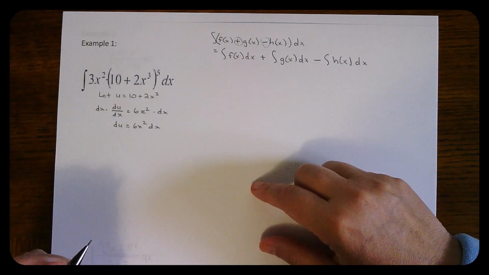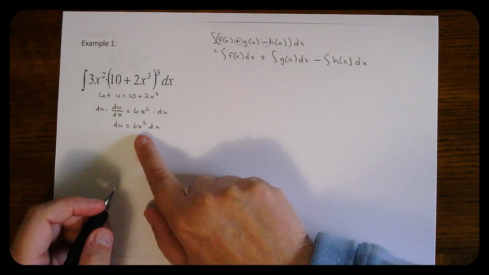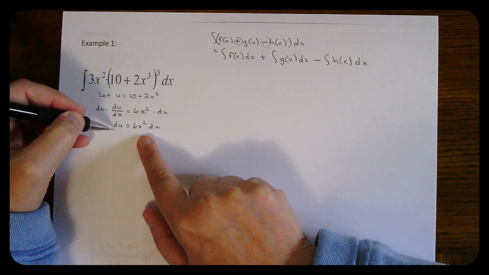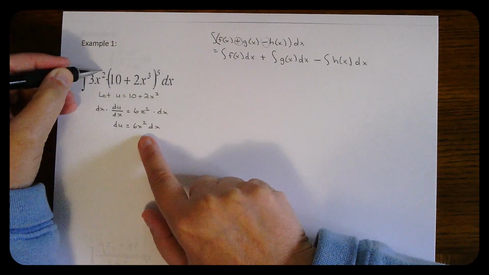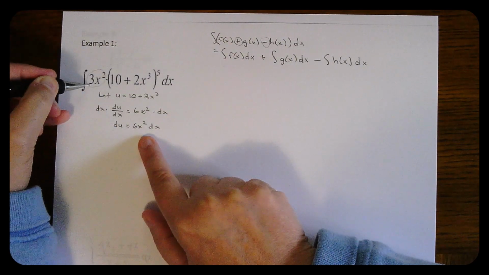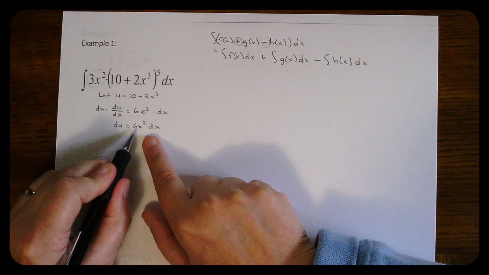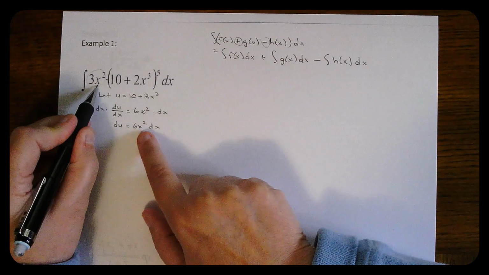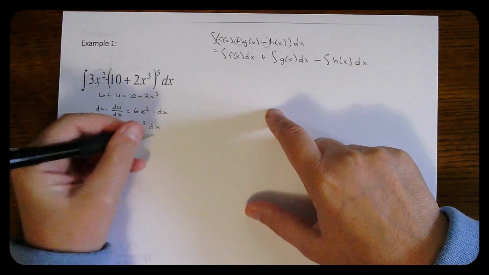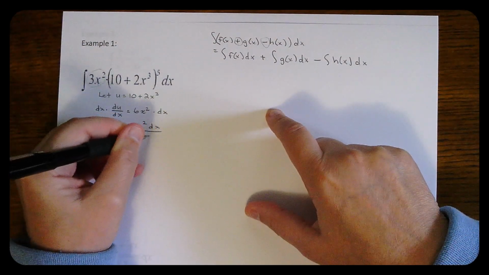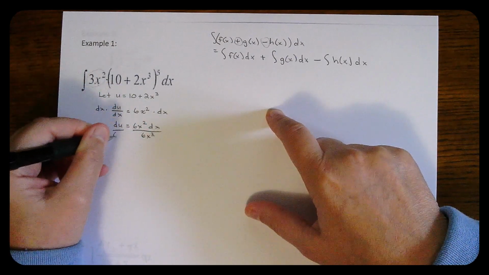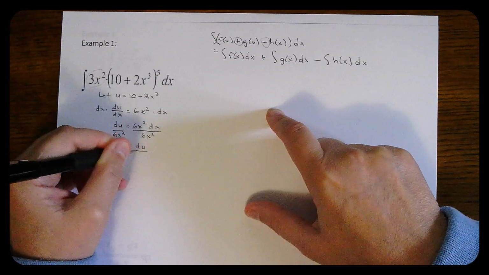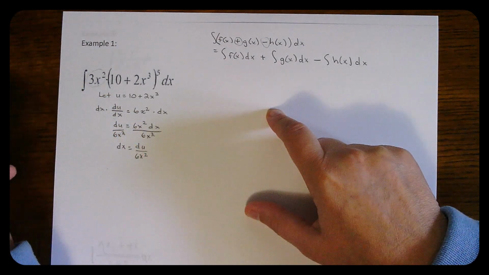Okay, now the next step is you're going to divide by 6x squared to get dx by itself. But here's the reason. You see this 3x squared here? Notice that this 6x squared, they both have x squared. So that's really good news. Okay, so what we're going to do is divide both sides to get dx by itself. And so dx equals du over 6x squared.